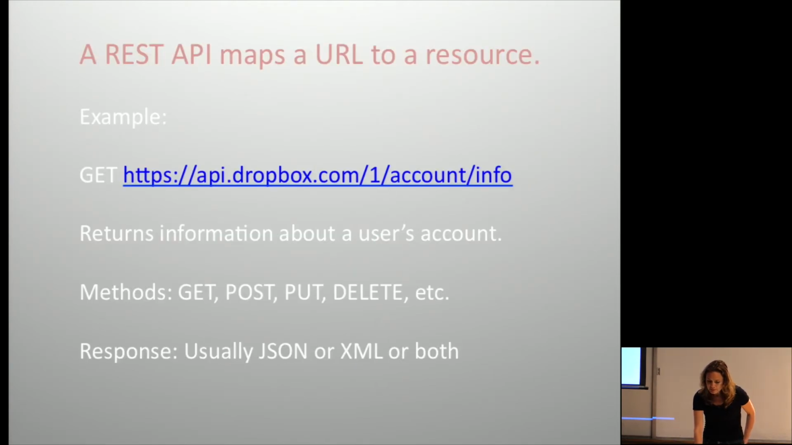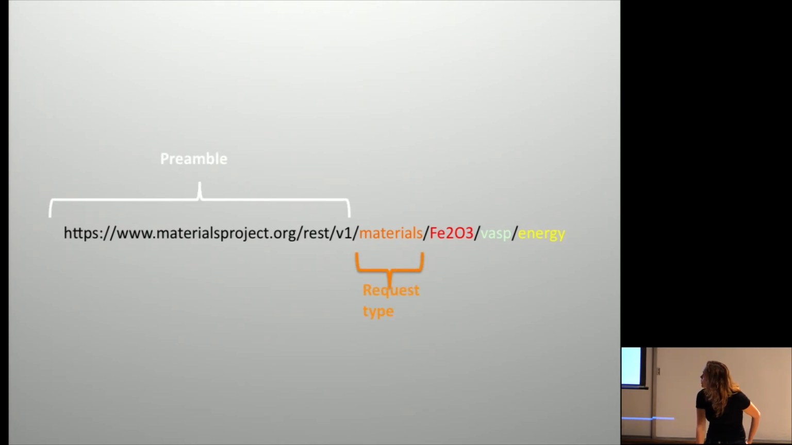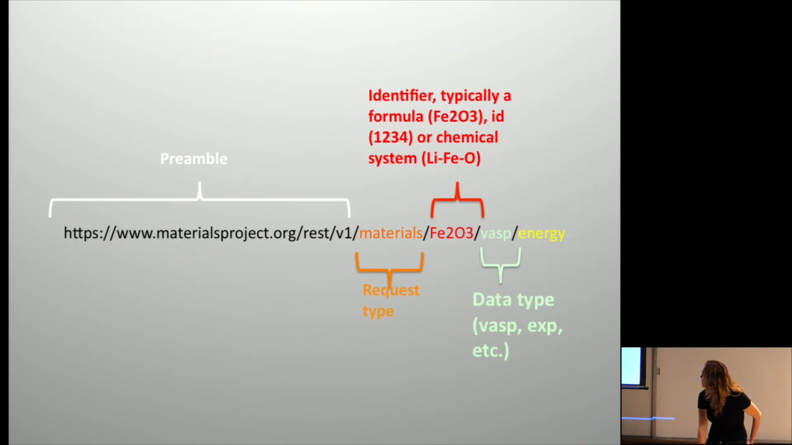So the REST API basically uses a URL resource. You can do things like get, post, put, delete, and it's all done through URLs. You can get a secure ID through the web interface, and then you can just post it as a URL. And the response is usually a JSON. It looks pretty ugly, but it's easy to parse. So this is an example of how you can access it. You just basically put in materialsproject.org, REST, version 1, and then you have the preamble, the request type. If you want, for example, all the different Fe2O3 energies, not just one, then you will get it through this kind of call.